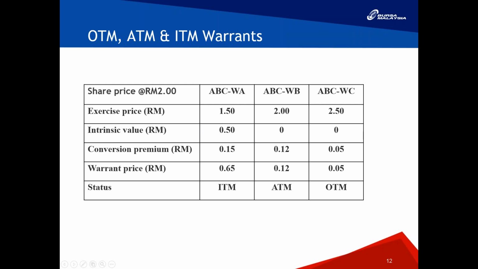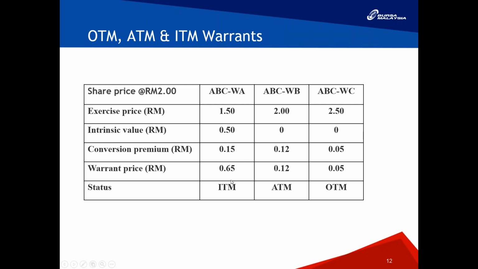So if all these 3 warrants are traded at the market, and you have the market price here, 65 cents for warrant A, and 12 cents for warrant B, and 5 cents for warrant C, you would immediately be able to compute what is the conversion premium of these warrants, right? So you take this 65 minus 50 cents, 15 cents would be the conversion premium, and so on.